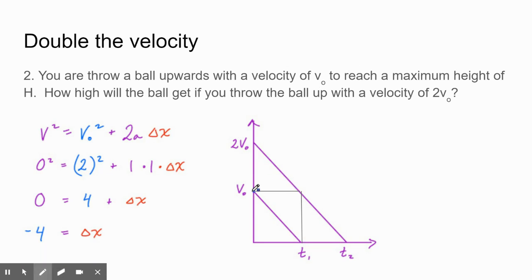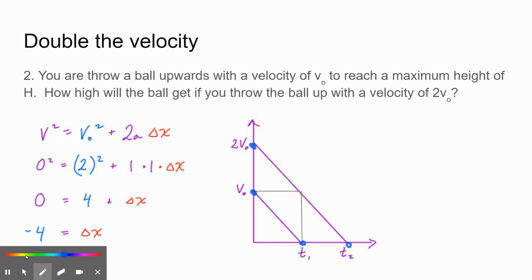You'll notice that here I have my original velocity, and then here's my double velocity. I throw it up really fast so it has a positive velocity, and it's going to slow down until it stops at its maximum height. Okay? Well, the slope is the same because your acceleration is going to be the same. Therefore, I know that my time will be twice as much. If my velocity is twice as much, my time will be twice as much because my slope is the same.